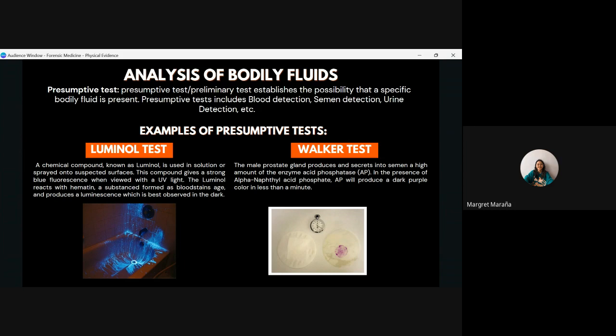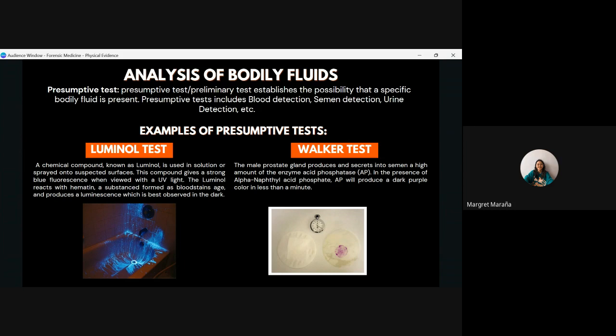Pero before I move on, i-mention ko lang. Ang presumptive test, yes, pang-establish siya kung present ang bodily fluids. Pero dahil presumptive or preliminary pa lang siya, kahit na nakaka-provide siya ng possibility na may specific bodily fluid present, it does not mean na wala siyang cons or precautions. And what I mean by that is, the thing with presumptive test is that at risk siya of false positives and they may be overly sensitive.